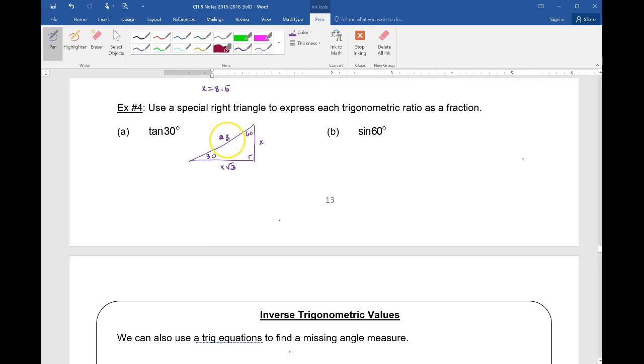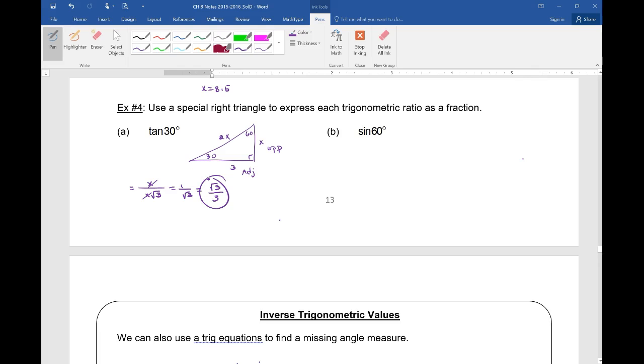Now, if I want the tangent, that means I want opposite over adjacent. So tangent of 30 is opposite over adjacent. The X's cancel, and they always will. So you're left with 1 over root 3, which is equal to root 3 over 3. All right?